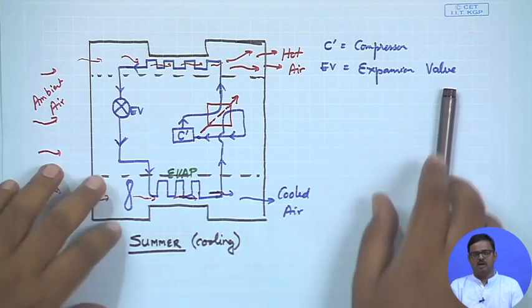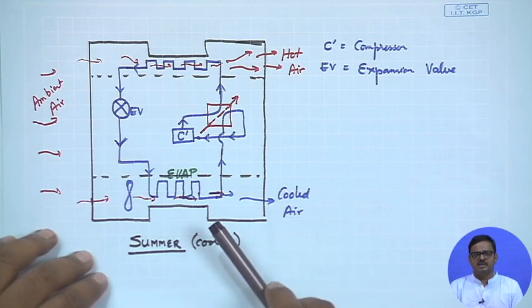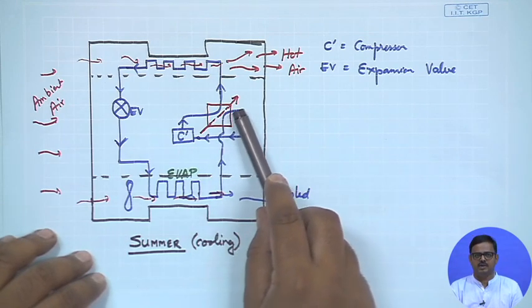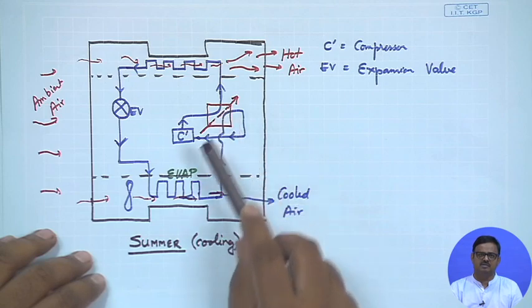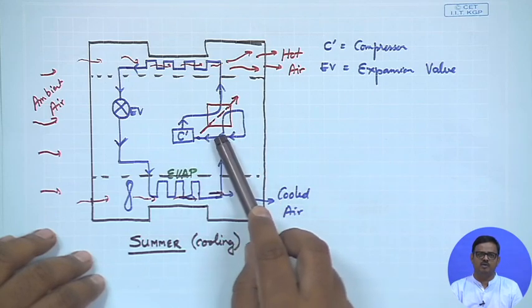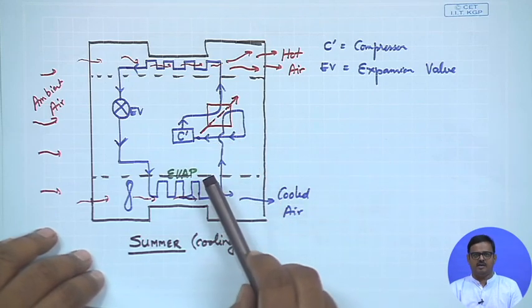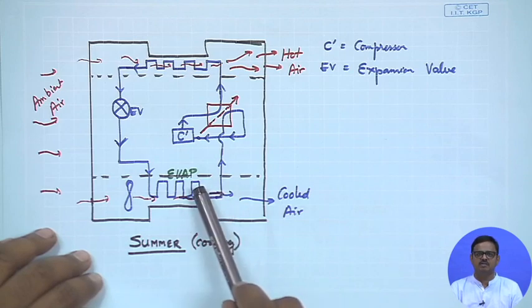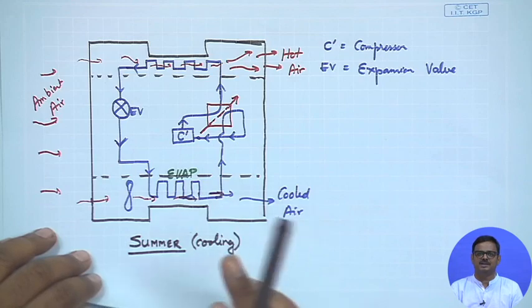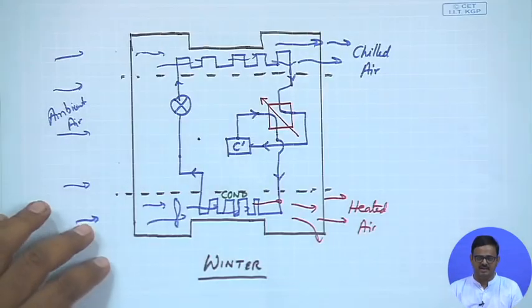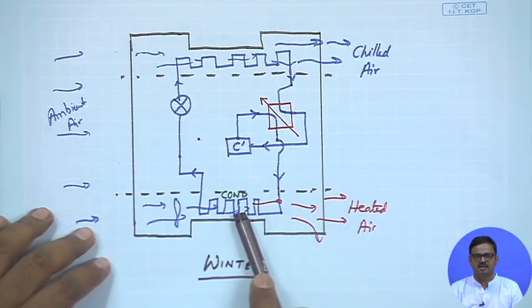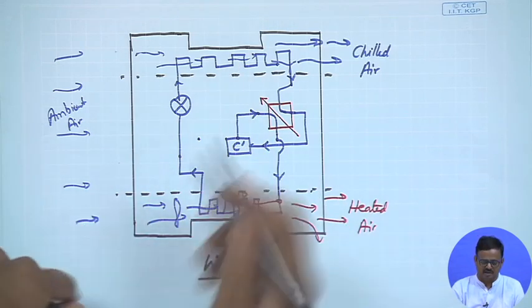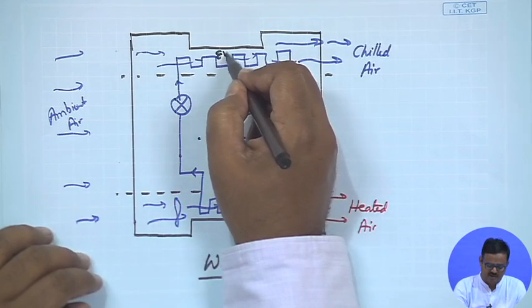Now, in winter, this four-way switch turns the other way. So the flow loop is reversed, and what goes into the compressor is the refrigerant that is coming out of this heat exchanger. Essentially the evaporator and condenser switch. The heat exchanger inside the room becomes the condenser, and the heat exchanger outside becomes the evaporator.